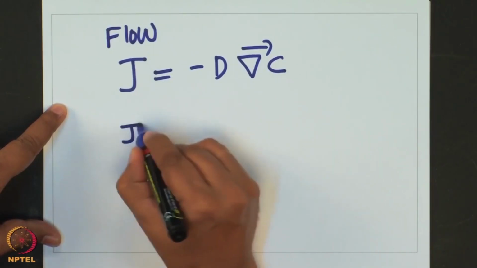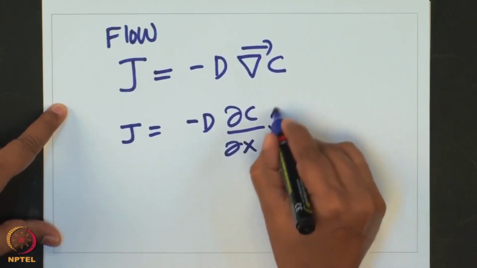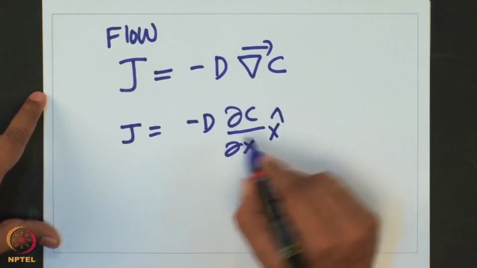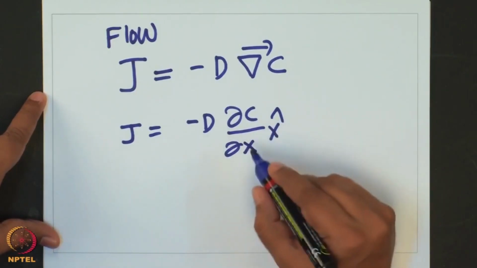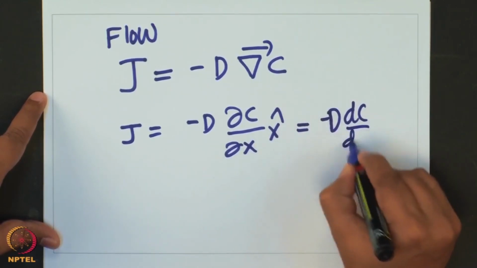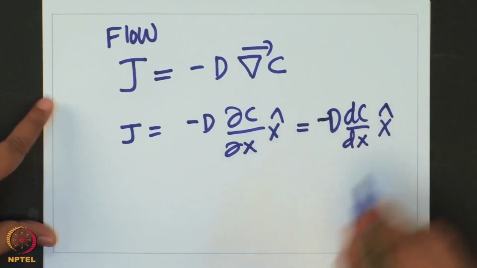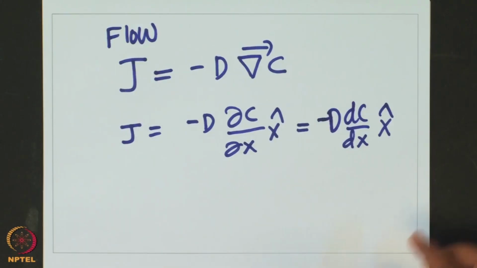In one dimension, this would mean that it is equal to minus D del c by del x, x cap. I could also write this as minus D dc by dx, x cap, since I have only x here. This is something that we learned. Now, let us understand what this actually means, what is the dimension of this, what exactly we mean, and why this negative sign, and so on and so forth.